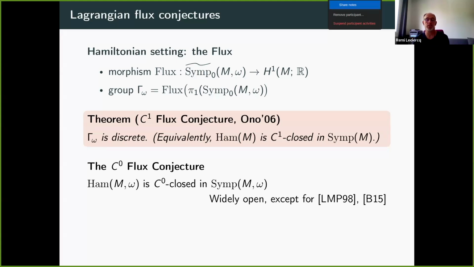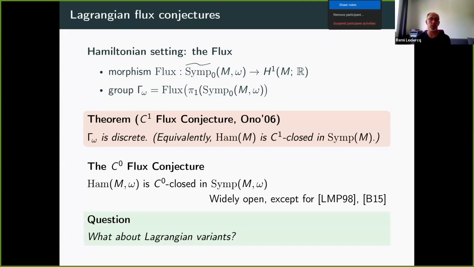As far as I know, there is this initial work of François Lalonde, Dusa McDuff, and Leonid Polterovich in '98, improved a bit later, 20 years later, by Lev Buhovsky. Okay, and so you can wonder, what about Lagrangian variants? And actually, this was already considered by Ono in 2008 and by Solomon in '13.